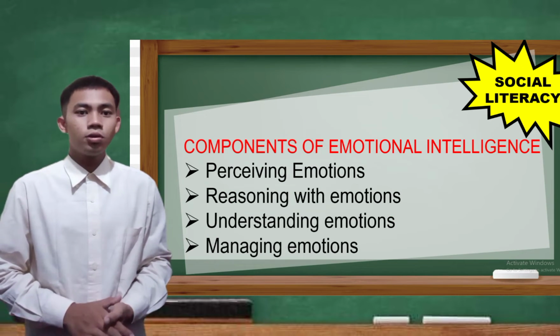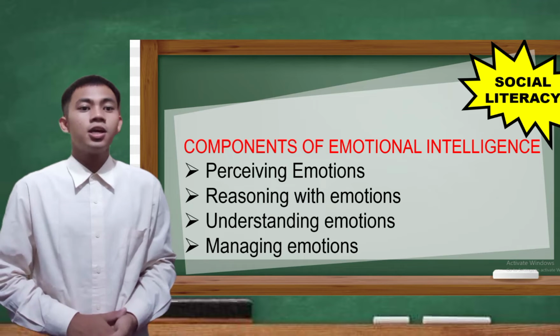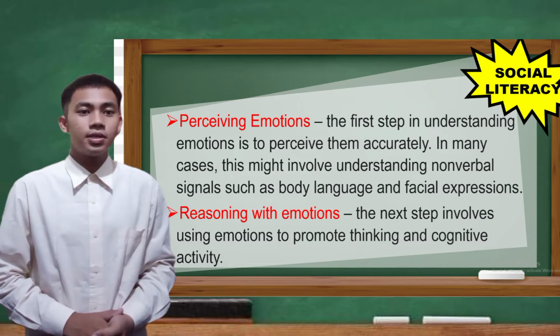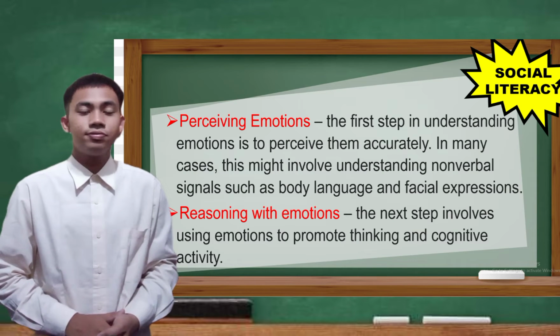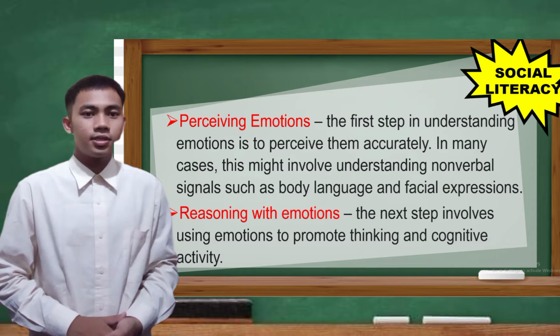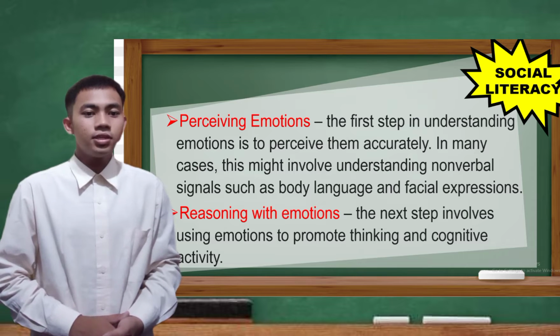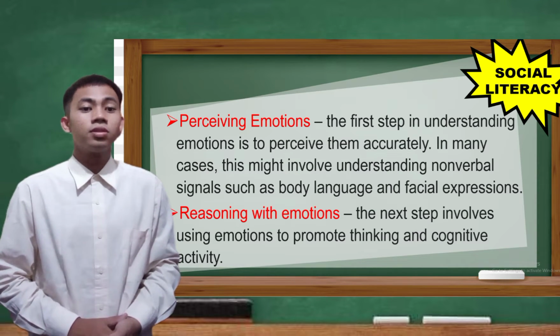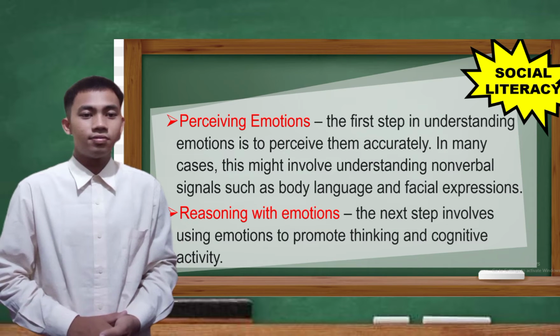So, there are 4 components of emotional intelligence. First, let's define perceiving emotions. The first step in understanding emotions is to perceive them accurately. In many cases, this might involve understanding nonverbal signals such as body language and facial expressions. Second, reasoning with emotions. The next step involves using emotion to promote thinking and cognitive activity.